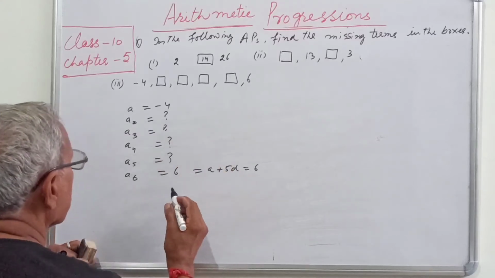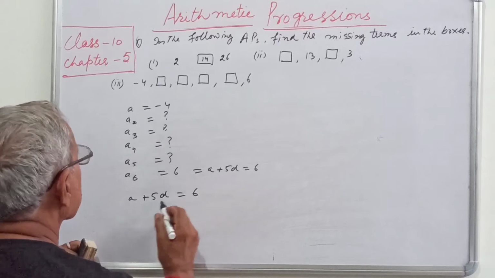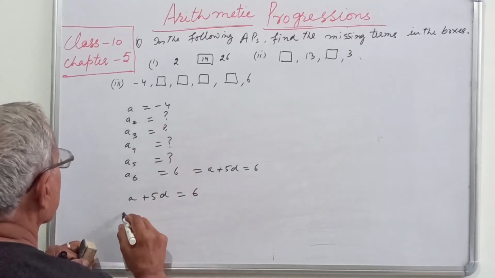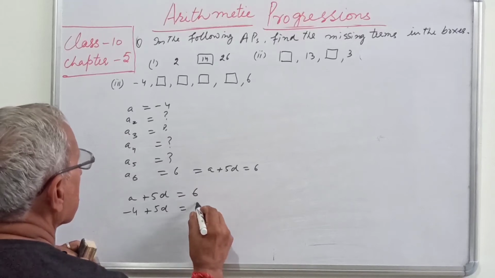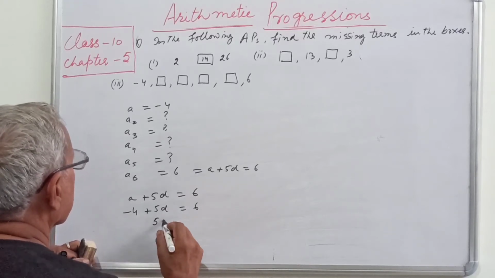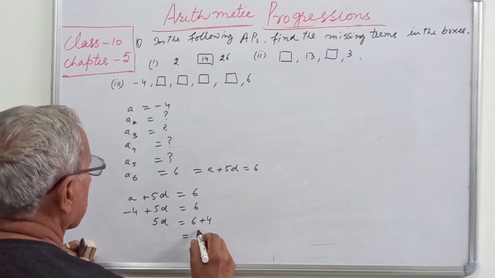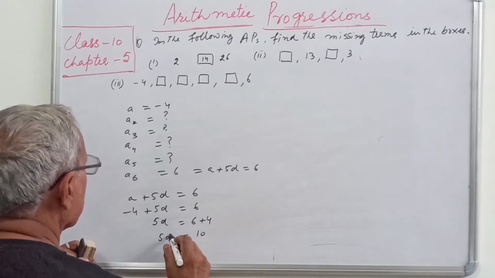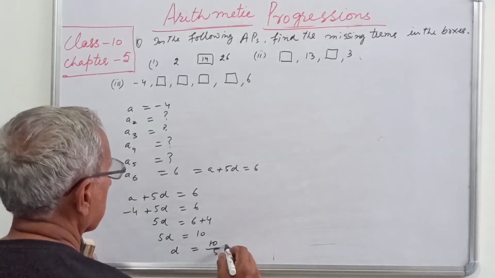So putting the value of A, A plus 5D is equal to 6. So the value of A is minus 4 plus 5D is equal to 6. So 5D is equal to 6 plus 4, that is 10. So 5D is equal to 10. The value of D is 10 divided by 5, 2.